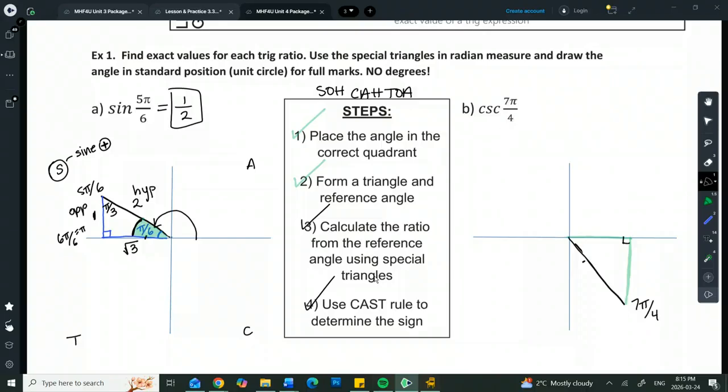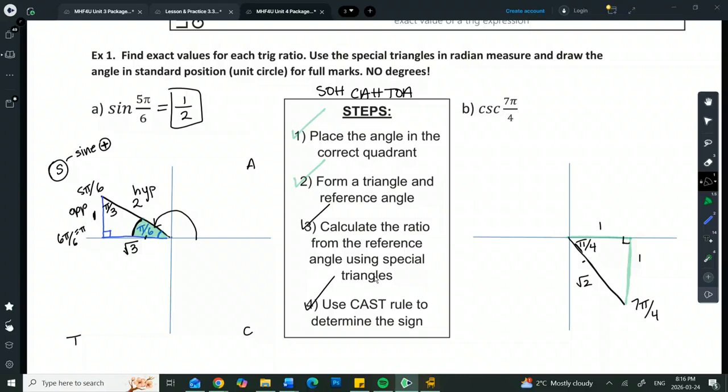All right, and as I mentioned, we can actually see our radian measure right in there. It's pi over 4. If you want, you can label this as 8 pi over 4 and simply subtract 8 pi over 4 and 7 pi over 4, and that will give you the reference angle of pi over 4. All right, so that means we're working with the pi over 4, pi over 4, pi over 2 triangle, which makes our side measurements 1, 1, and root 2.